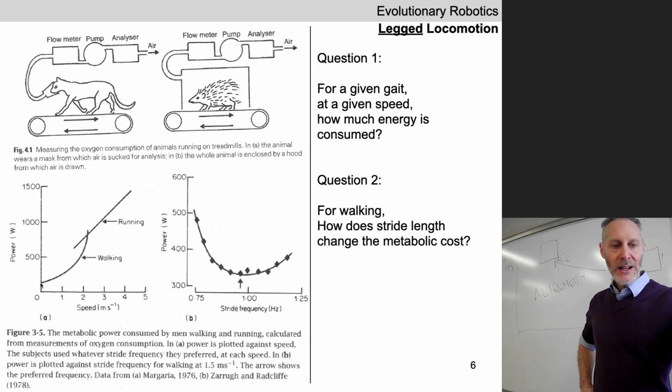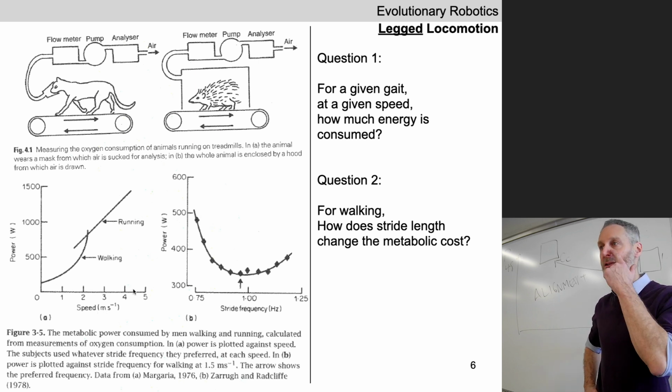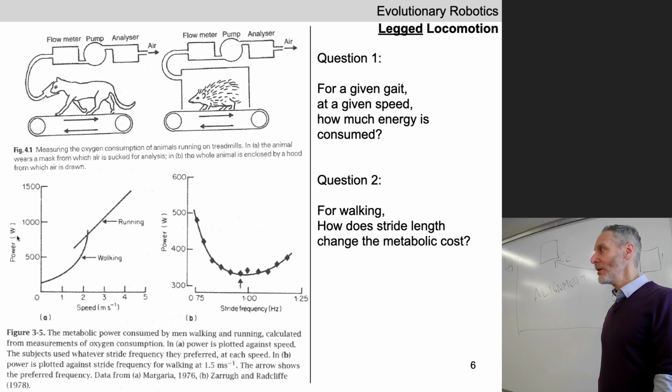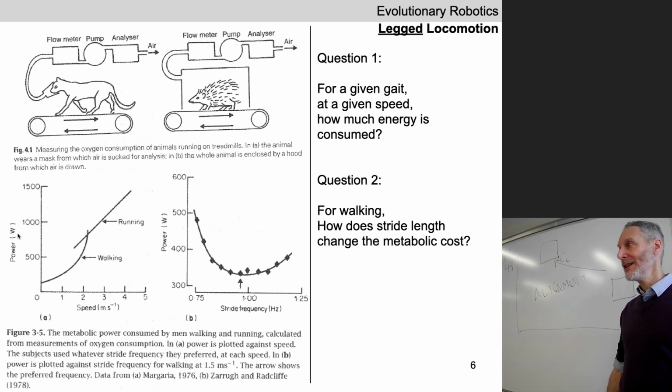Okay, so let's start with this plot down here. On the horizontal axis, we have speed in meters per second. This is for humans. So they put, in this case, men on a treadmill, put a mask on, and slowly turned up the speed of the treadmill. And they measured the amount of energy being expended by those men on the treadmill. What's happening? Not surprisingly, the faster you turn up the treadmill, the more they're huffing and puffing.